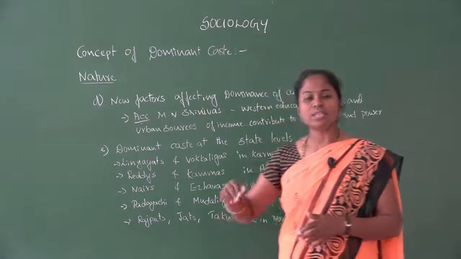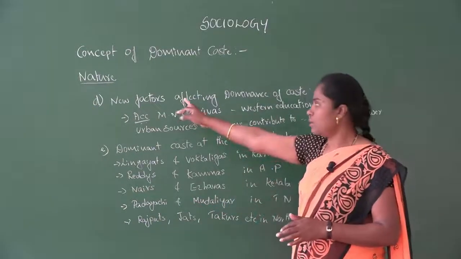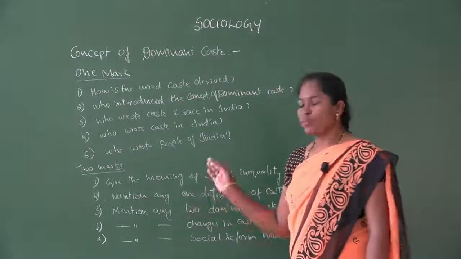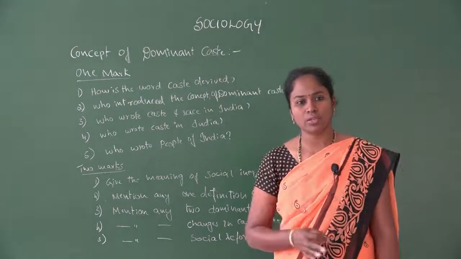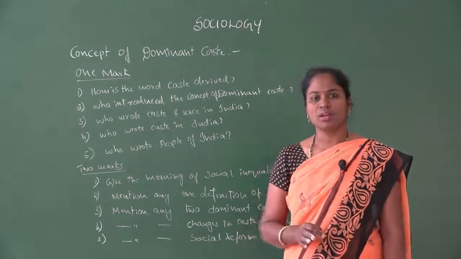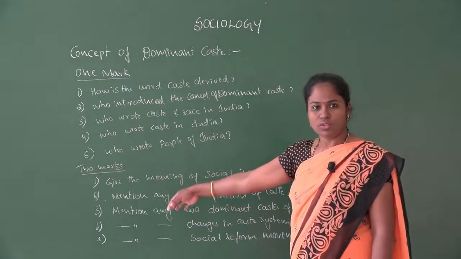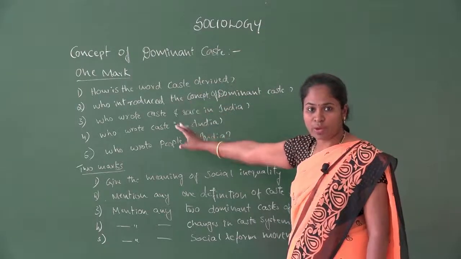Okay. So these are the five important points which we have gone through under the nature of dominant caste. I'll give you some questions based on this unit. So write down the questions and answer them. I'll read out some of the questions I have written here, so just note them down now. These are the 1 mark questions that I am reading now.